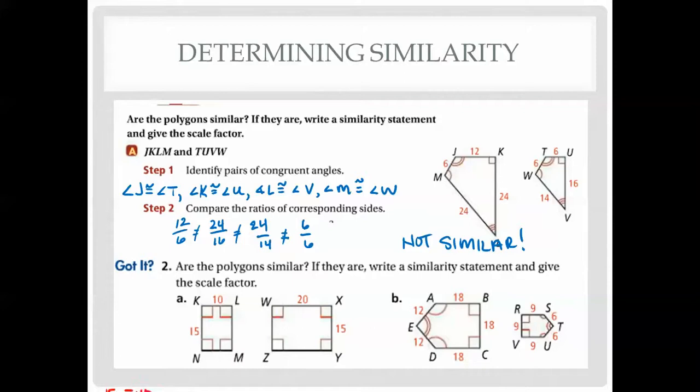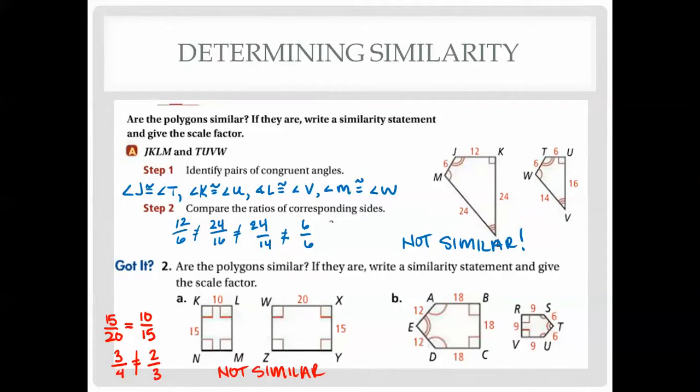So for the first one, it's a little bit tricky because the first figure and the second figure aren't positioned the same way. So you kind of have to, in your mind, visually turn one of them to match up corresponding sides. 15 corresponds to 20 and 10 to 15. When you reduce those fractions, you get 3/4 and 2/3, which are not equal. So those are not similar.